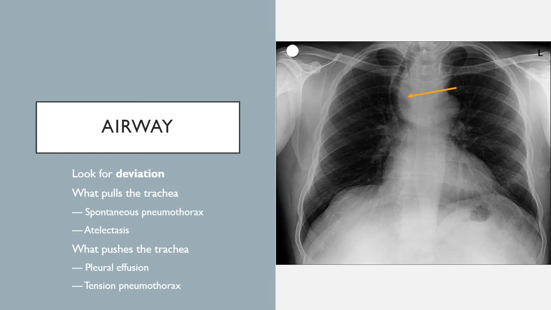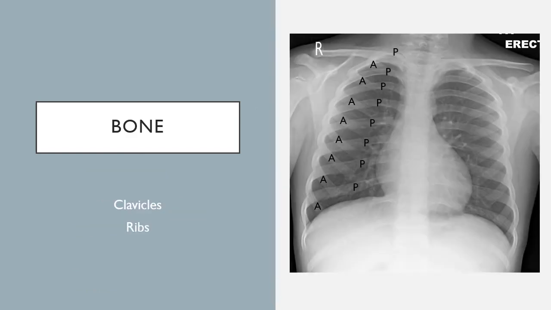Alveolar collapse or atelectasis can pull the trachea towards the affected lung. A pneumothorax or mass can push the trachea away from the affected side. A deviated trachea is critical to note as it may signify a medical emergency such as a tension pneumothorax and must be immediately treated. B is for bones.